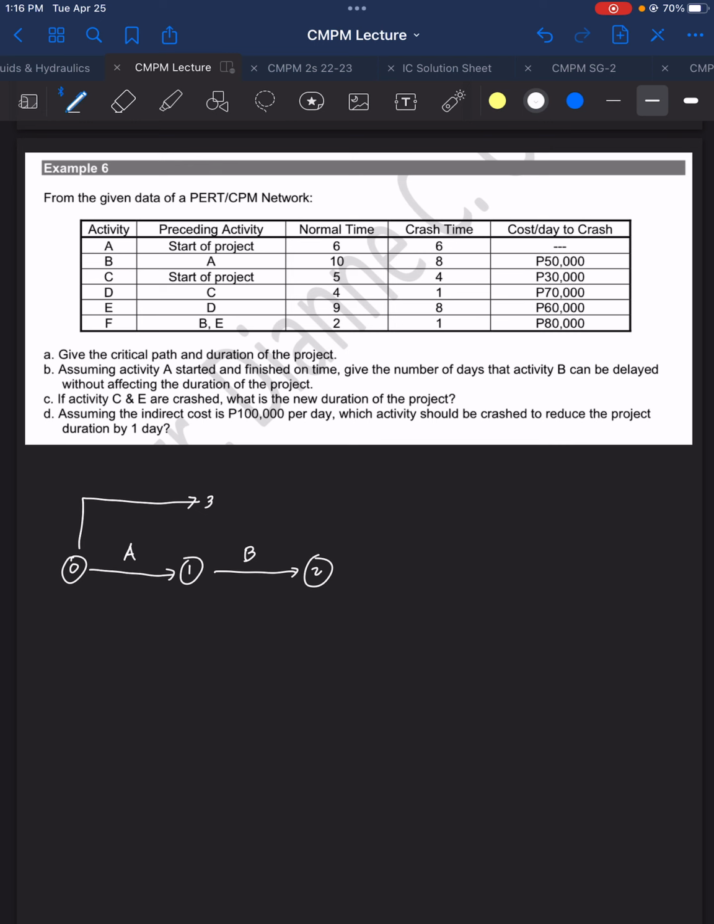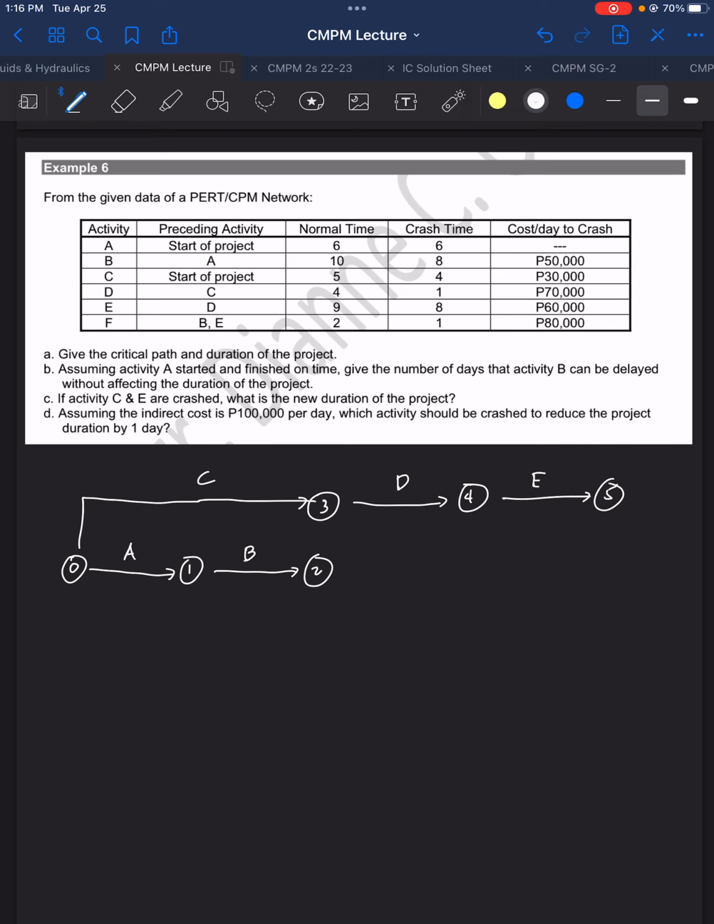So let's say here, this is 3, activity C. I did not put 3 here because number 2 is already here. I decided that the higher number should either be here or after the smaller number. Okay, next D. D will start when C is finished. How about E? E will start when D is finished. So this is 5.